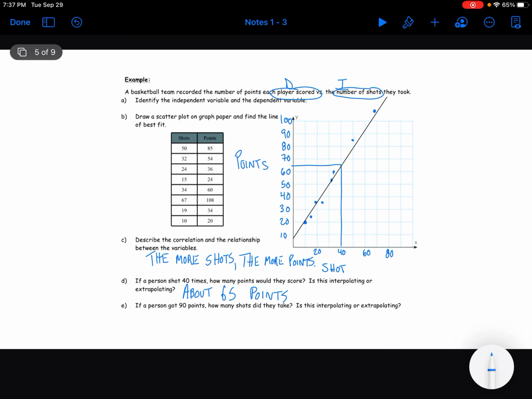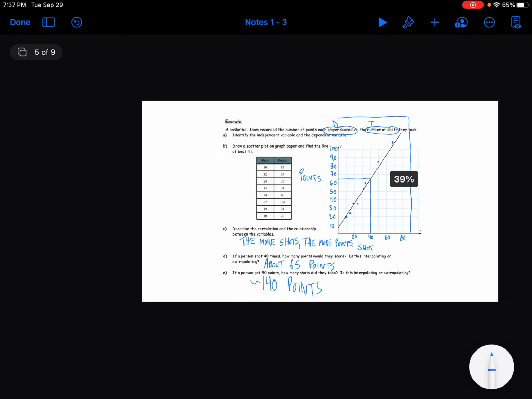If a person shot 90 times, how many points? So if they shot 90 times, I'm going to need to extend my line to figure this out. If they shot 90 times, they're scoring probably, I don't know, I'm going to be way up here. So let's go 110, 120, probably around 140 points. So about 140 points. Again, it says, is this extrapolating or interpolating? And we're going to come back to that.